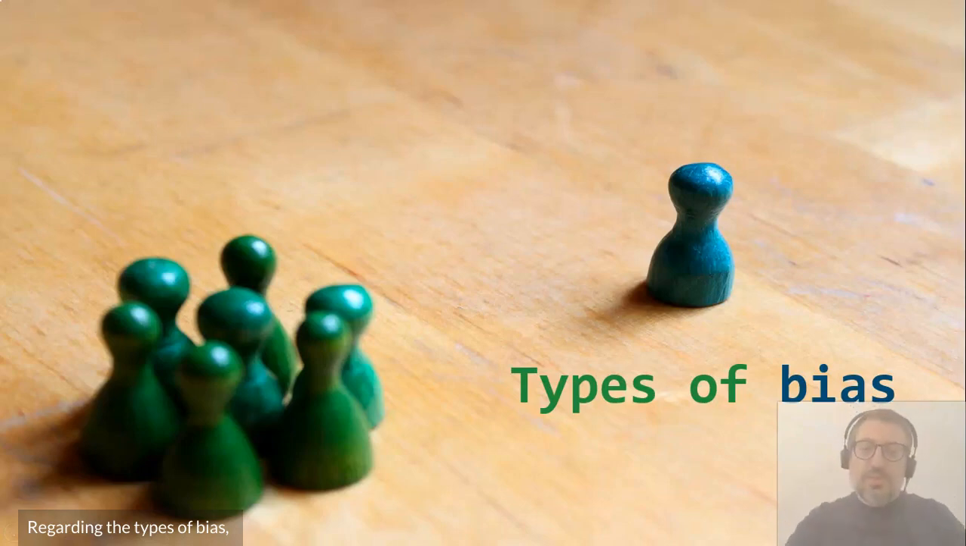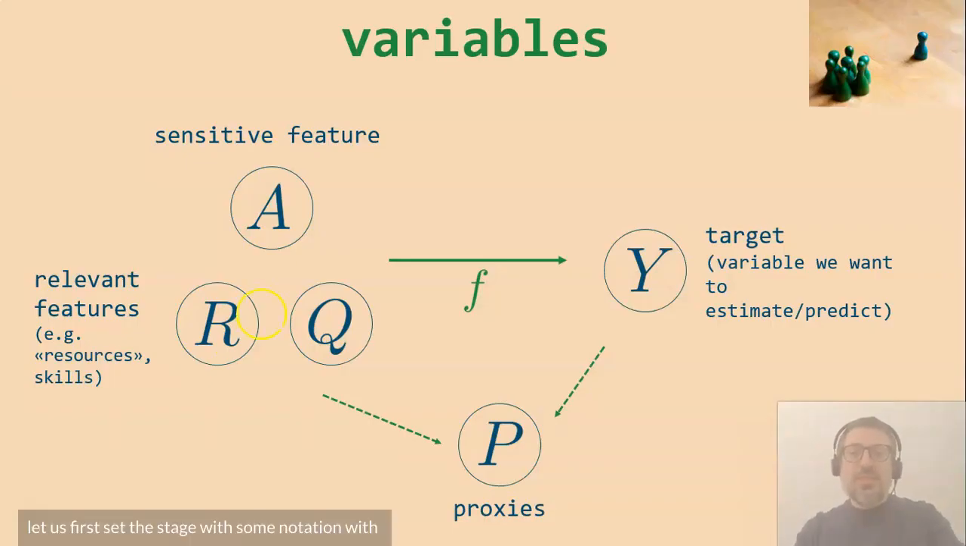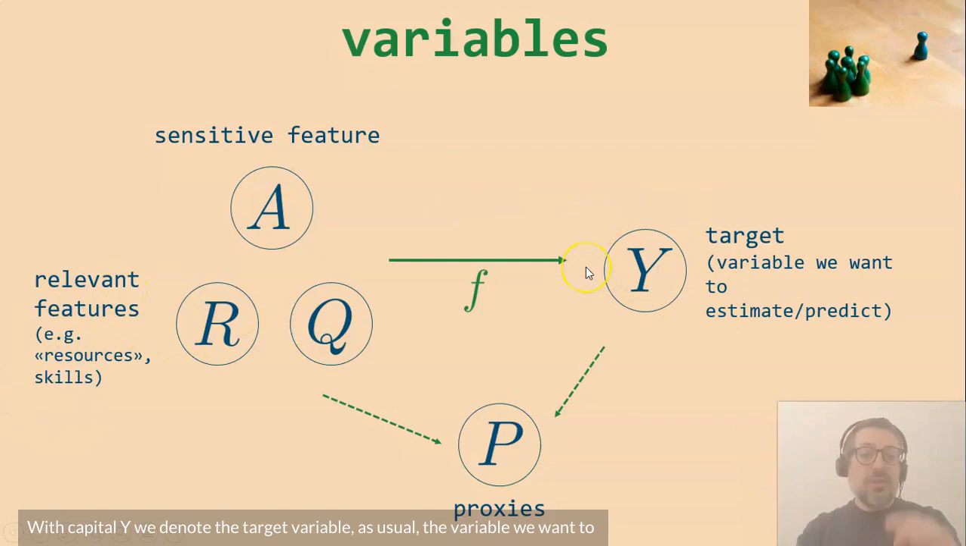So regarding the types of bias, let us first set the stage with some notation with variables. With capital A, I'm denoting the sensitive attribute, typically for simplicity a binary variable. Then with capital R and capital Q, we denote the features relevant for the problem. For example, you can think about skills in a job application in the recruiting use case, or income or financial status in a credit line use case. With capital Y, we denote the target variable as usual, the variable we want to estimate. Again, for simplicity, it is a binary target variable, so granting or non-granting of a loan, for example.